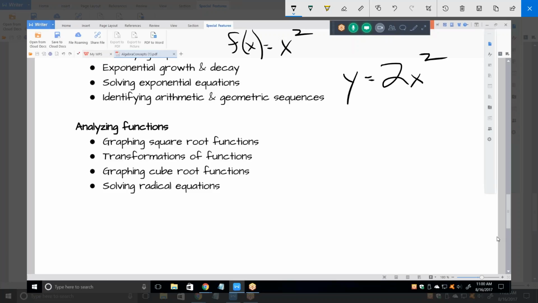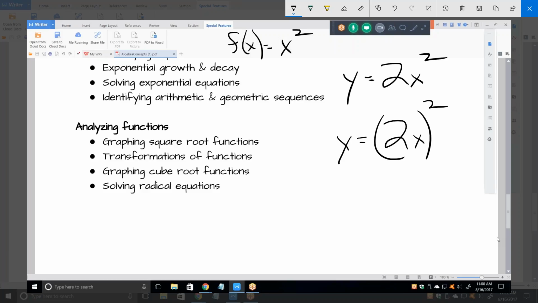Vertical. Correct. And the reason is that the 2 is outside the function. It's a vertical stretch. In other words, if I'd have written it like that, then I would say that the 2 is inside the function. And that's a horizontal what?